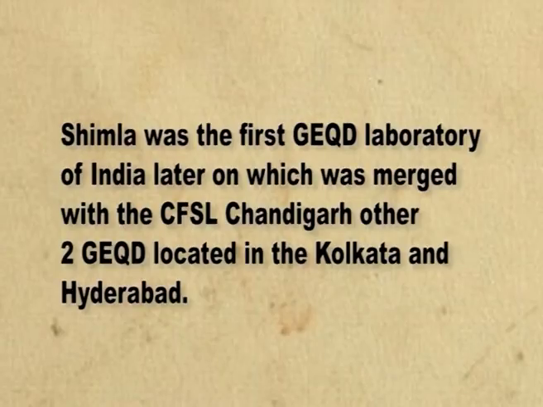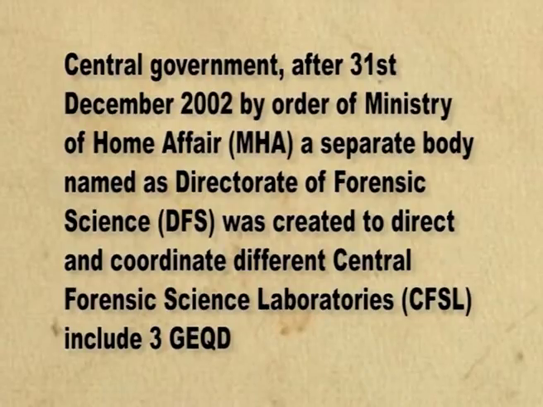Shimla was the first GEQD laboratory of India, which later was merged with the CFSL Chandigarh, with the other two GEQDs located at Kolkata and Hyderabad. Before 2002, the forensic science subject including document examination was handled by the Bureau of Police Research and Development, but after that, under the central government's decision on 31st December 2002, an order by the Ministry of Home Affairs, Government of India, a separate body named the Directorate of Forensic Science was created and it took over all the Central Forensic Science Laboratories, which include the 3 GEQDs.